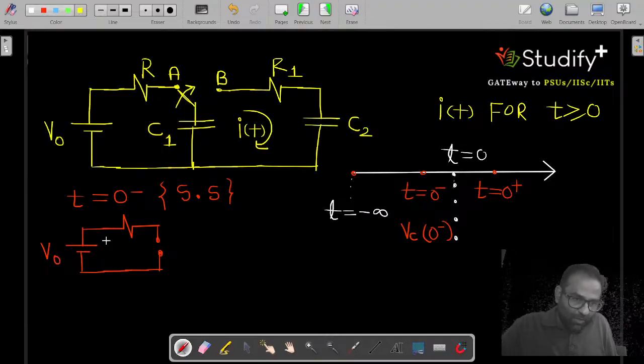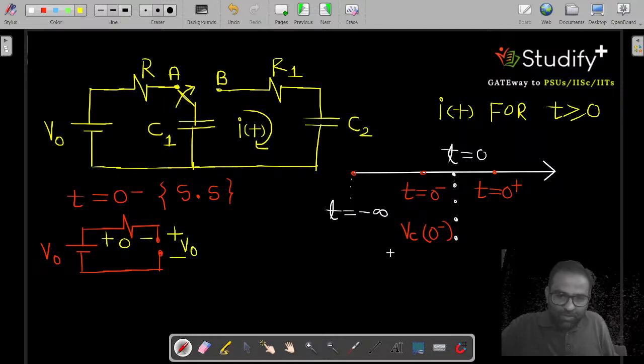This potential drop is 0, because there is no current in the open loop, so the potential drop is 0. So you can say the value of Vc(0-) is equivalent to what? V naught. So the Vc(0-) value is given by V naught.